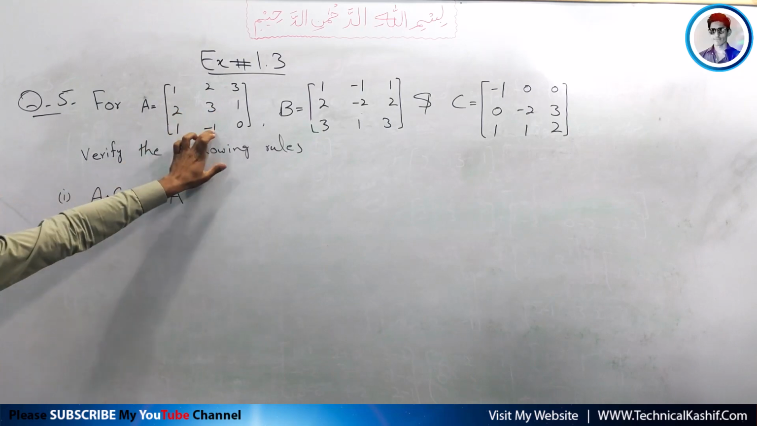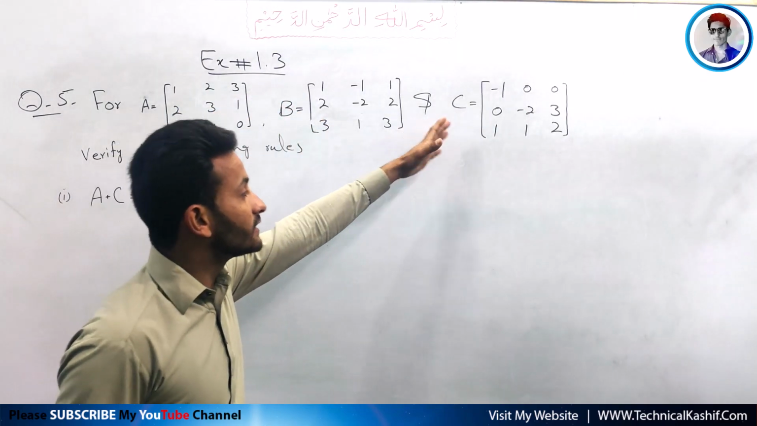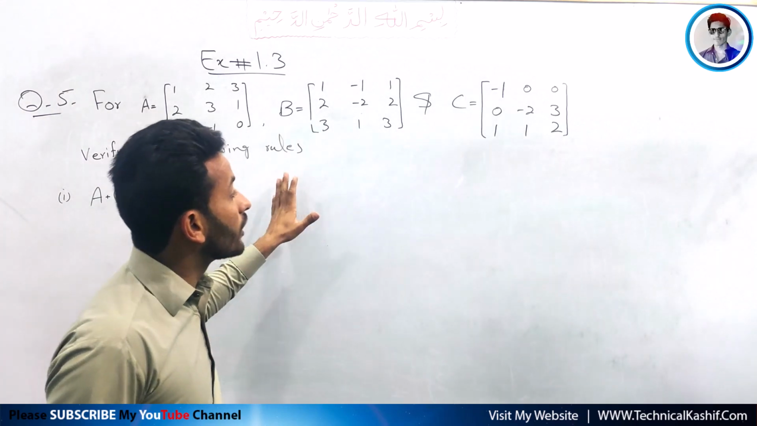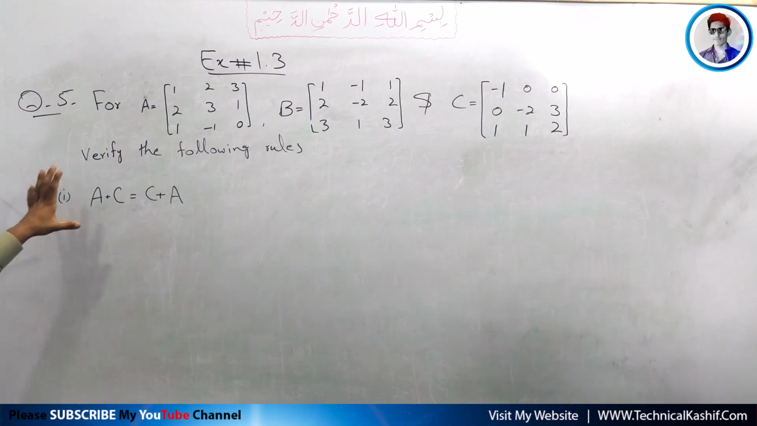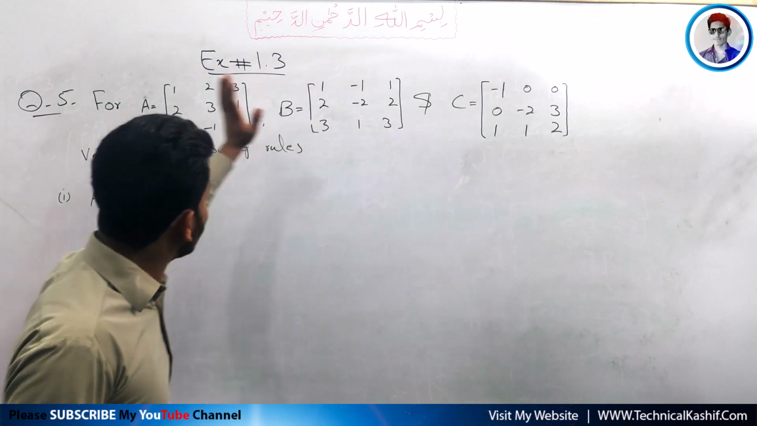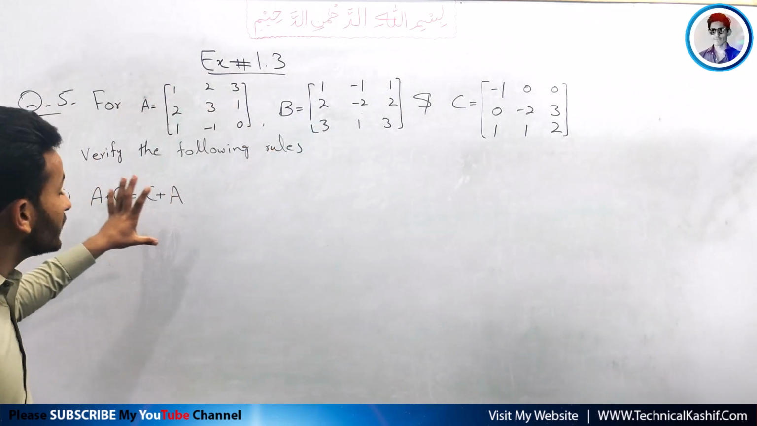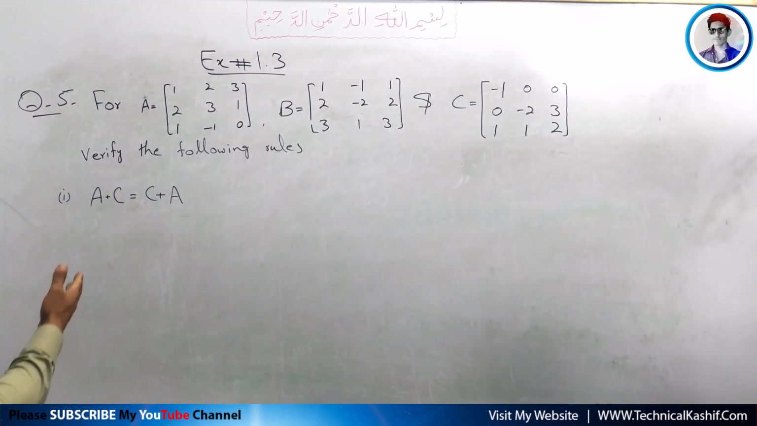1, 2, 3. It is a 3 by 3 matrix. B has the same 3 by 3 matrix and C is also a matrix of order 3 by 3. We have to prove some rules in this question. First we start its first part in which we have to prove A plus C is equal to C plus A. It is the commutative law of addition.